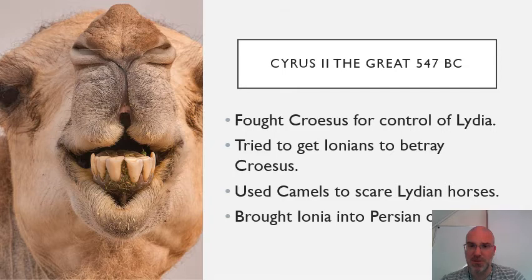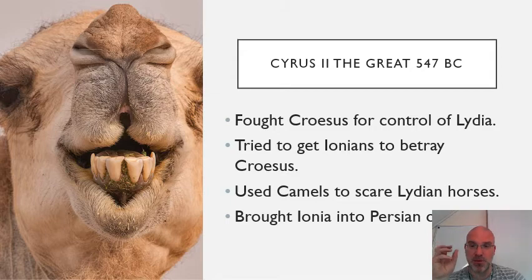Now, before this happens, interestingly, Cyrus did try to get the Ionian Greeks to betray Croesus. Remember, Croesus, as the king of Lydia, did control these Ionian Greek cities, but the Ionian Greeks remained loyal to Croesus, for better or worse. Perhaps they simply didn't want to exchange an overlord they knew for one that they didn't know. Better the devil you know. Now, Cyrus shows great bravery and leadership in bringing Croesus to battle.